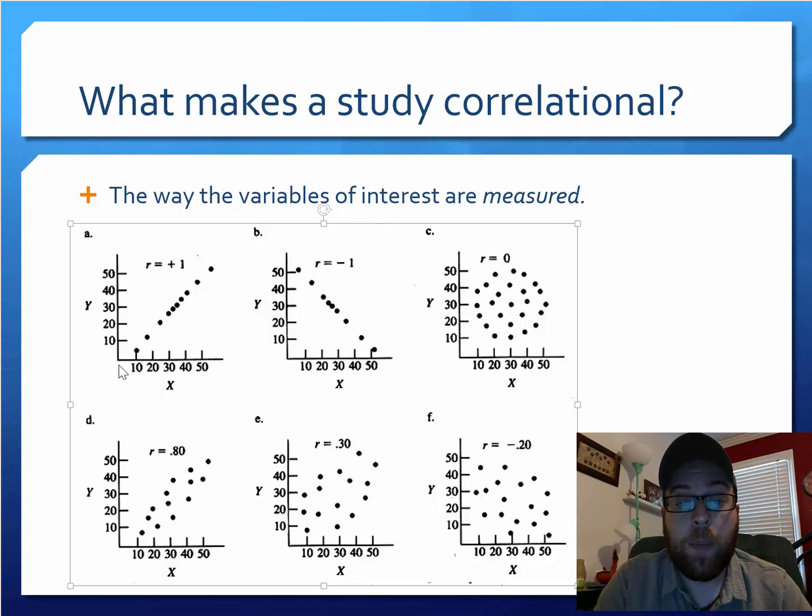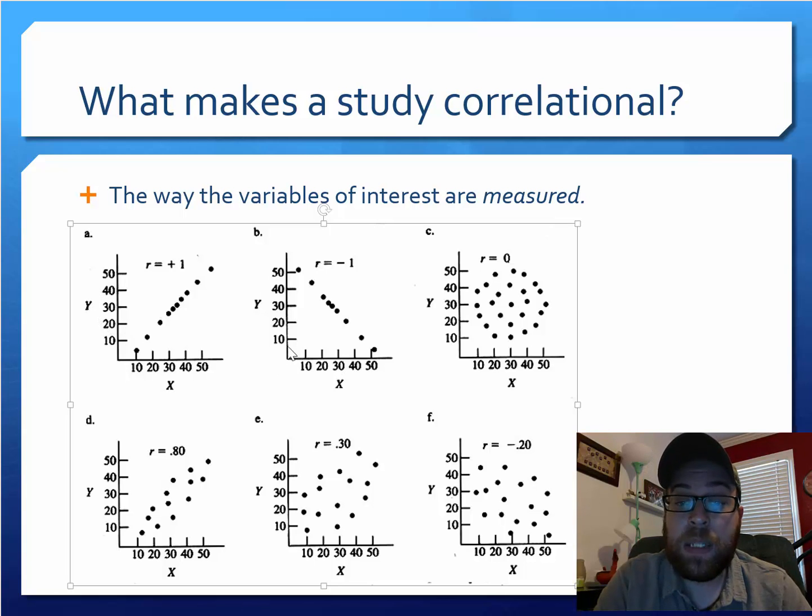So this is what would happen if you measured the same thing two different ways. So we see that here, as x goes up, y goes up perfectly. A 30 on x is a 30 on y, a 40 on x is a 40 on y, and we know that if we measure x, we're actually measuring y too.